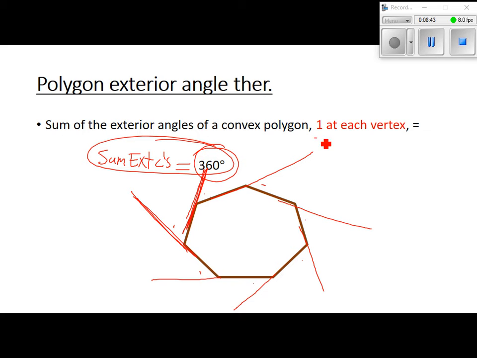Now over here it says 1 at each vertex. That's because when I extended this side out, at that vertex right there, I could have also extended that side out. But this angle and that angle are vertical angles, so they're the same. So we don't want both of them in there, because that just makes more to do. So we want 1 at each corner.